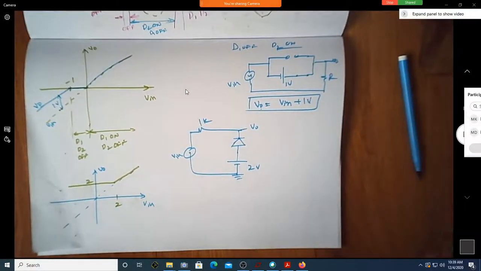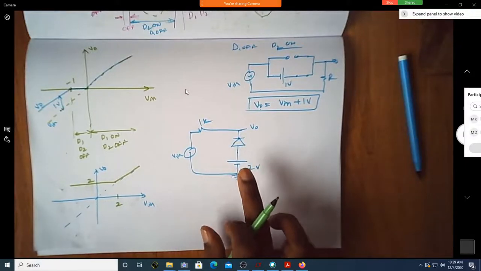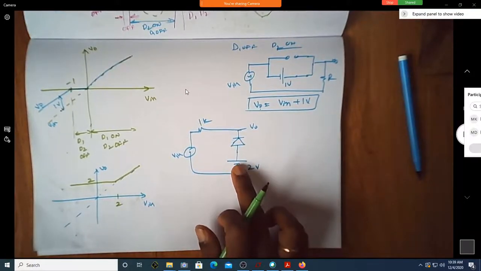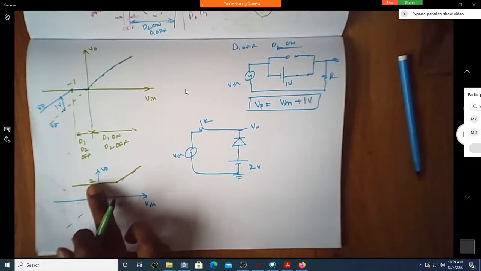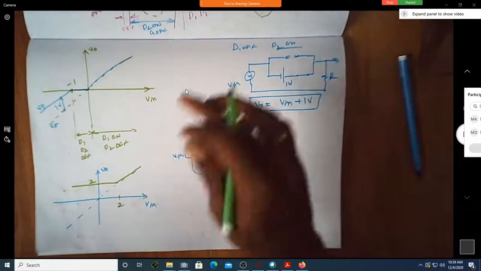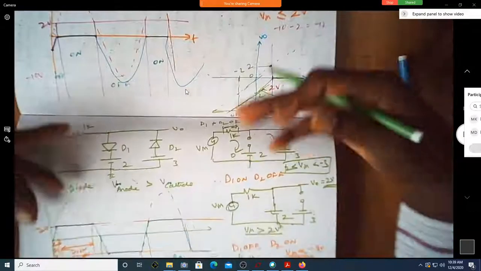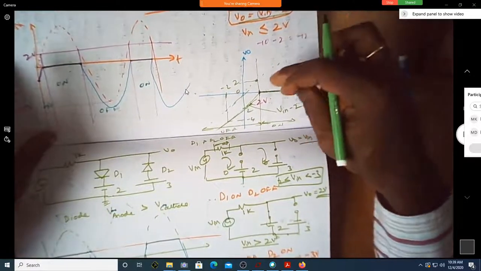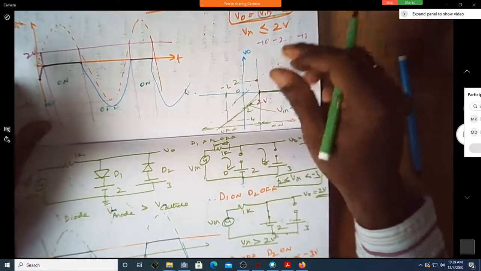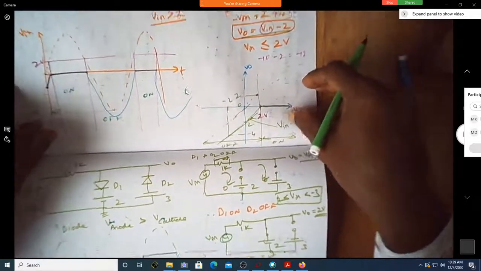Okay, let me start from the beginning. Why did I write the first battery? I wrote a battery because my output voltage should be a constant 2 volt. Correct? Because we have learned from the previous examples that whenever a battery comes in shunt, I am going to get a constant voltage. Correct?